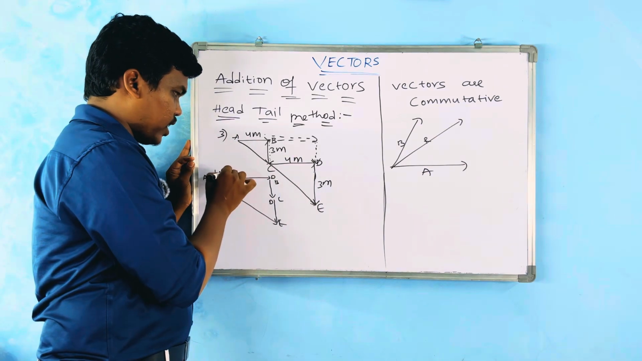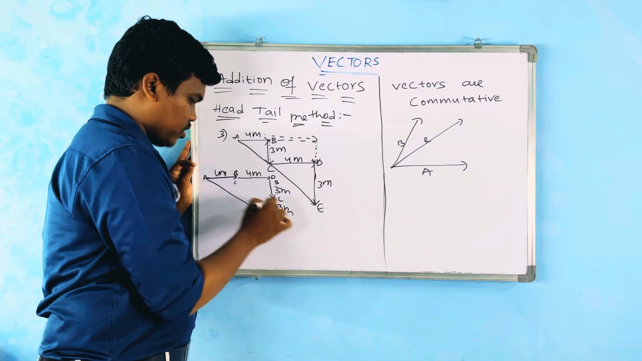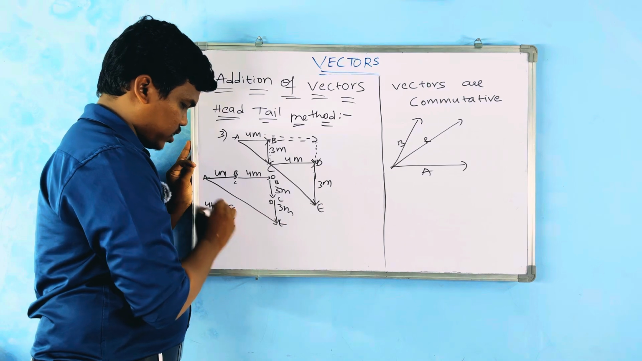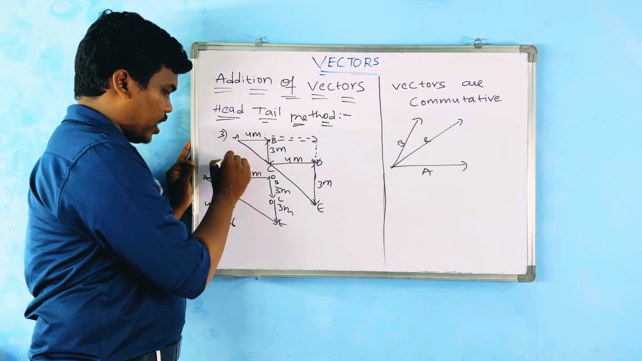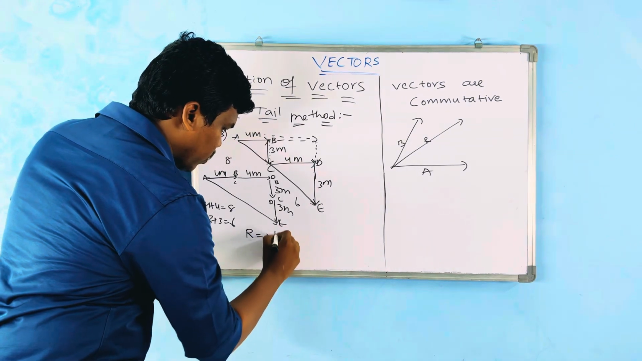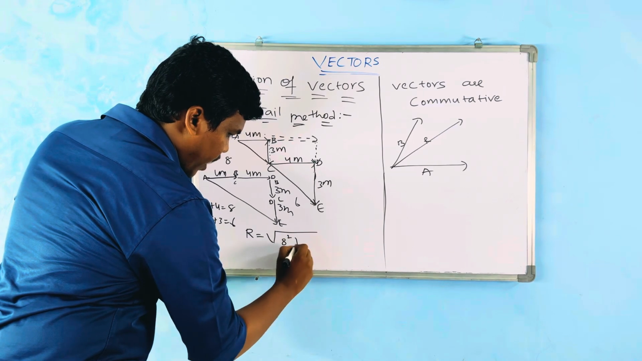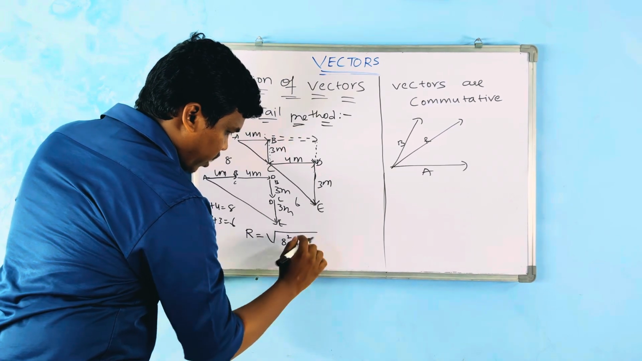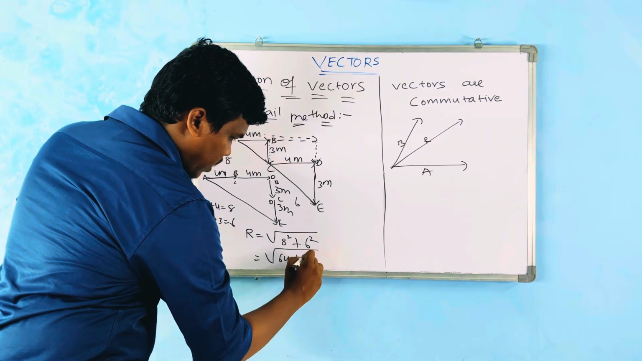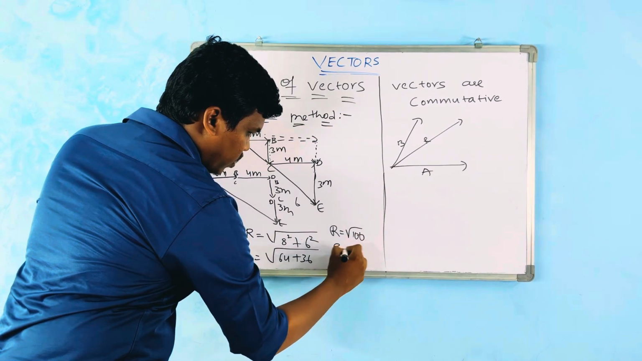Here there is 4 meters and 4 meters. Here there is 3 meters and 3 meters. 4 plus 4 gives 8. 3 plus 3 gives 6. That means here it is 8. Here it is 6. The resultant will be R is equal to root over 8 square plus 6 square. That gives 8 square 64, 6 square 36, R is equal to root 100, R is equal to 10.